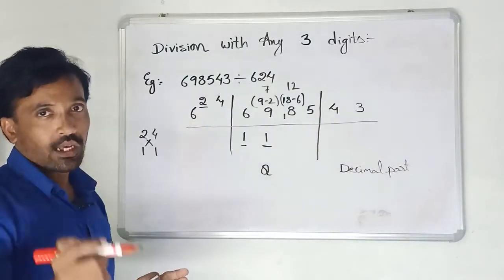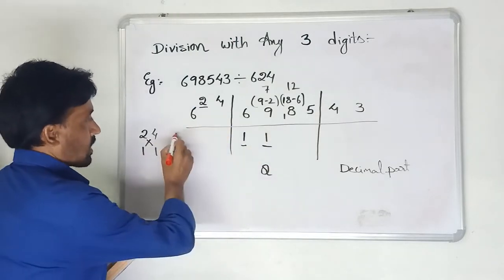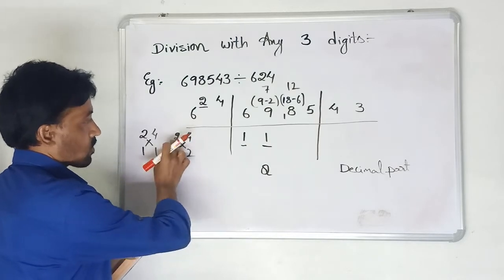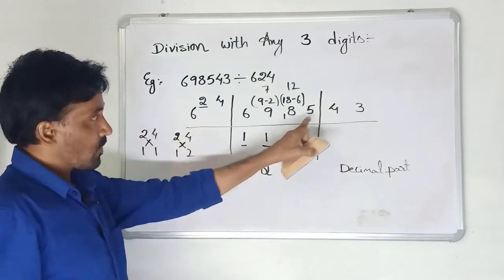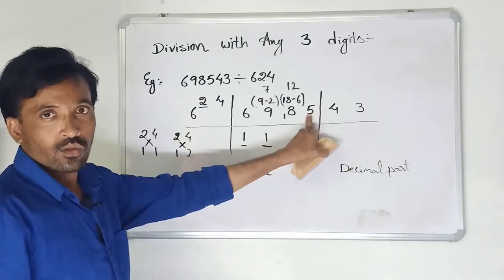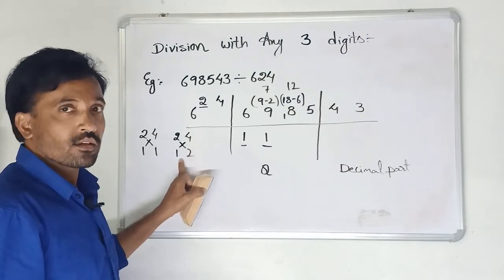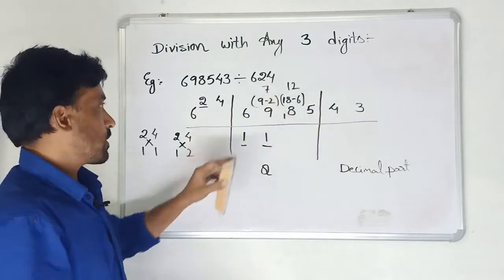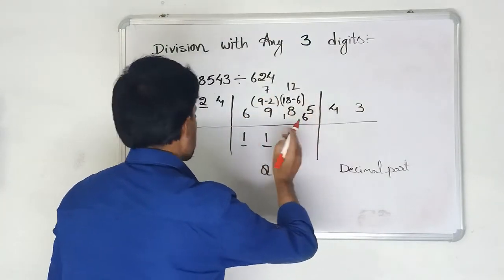Actually 12 divided by 6 is 2 times. But when I take 2, look, the suffix 24 goes under 1 2: 2 times 2 is 4 and 4 times 1 is 4, that is 8. Here we have only 5. So 8 cannot be subtracted from 5. That is why we should not take 2. So I am taking 6 divides 1 time, and the remainder is 6.